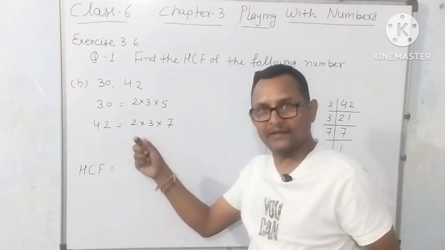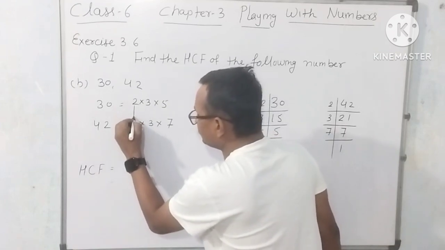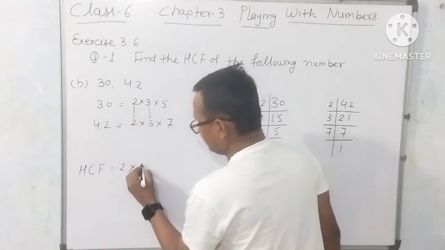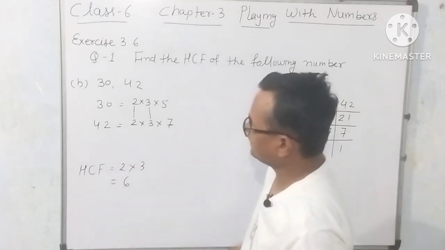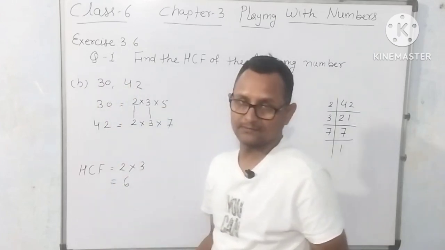Again we have to make a pair between 30 and 42. So here the pair is 2 and 3. So the HCF is 6. 2 3s are 6. So the HCF of 30 and 42 is 6.